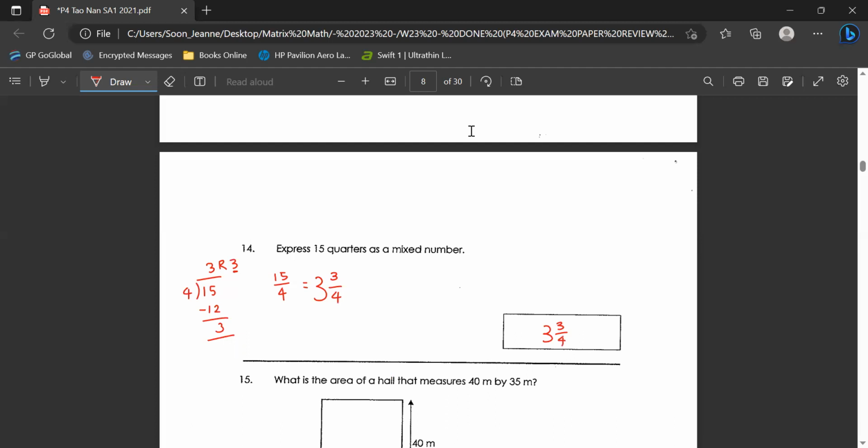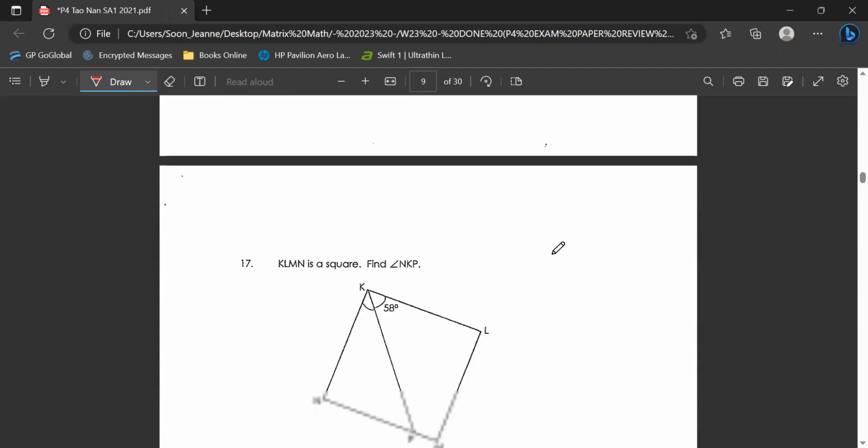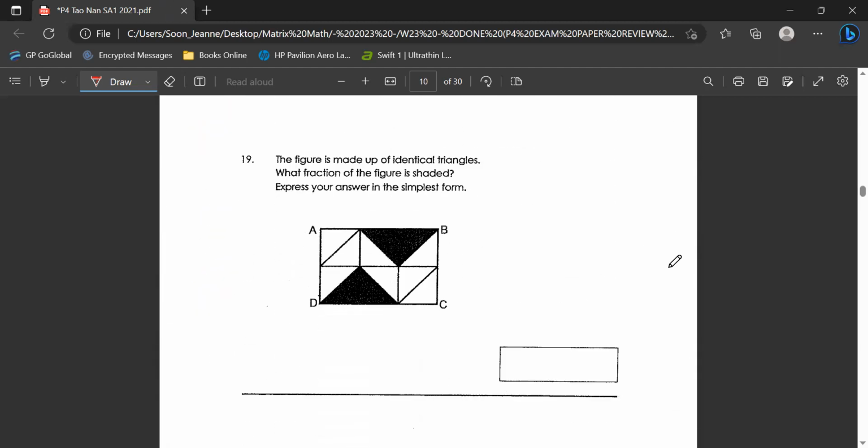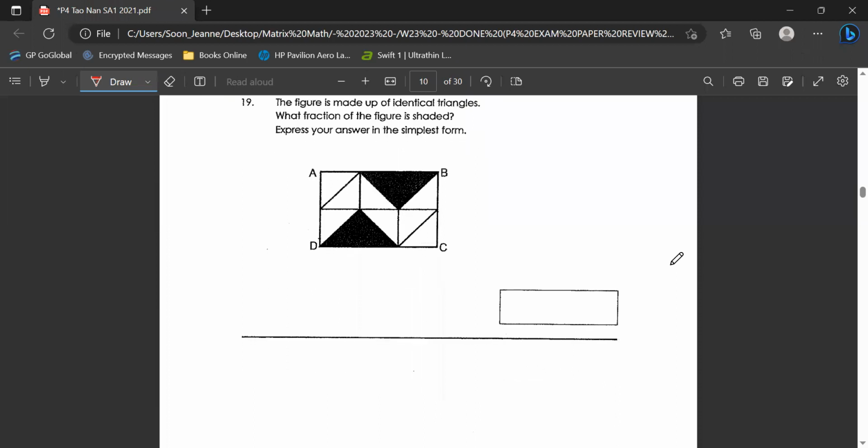Okay, so moving on to the next question, which is question number 19. Question 19 is also fraction. The figure is made up of identical rectangles. What fraction of the figure is shaded? Express your answer in the simplest form.